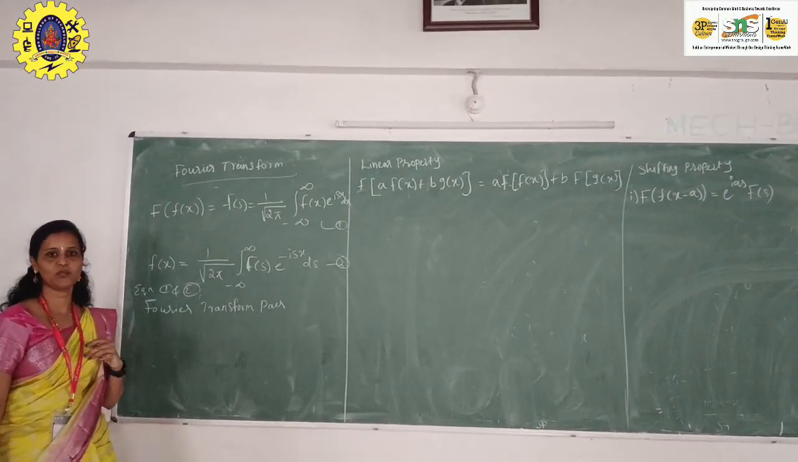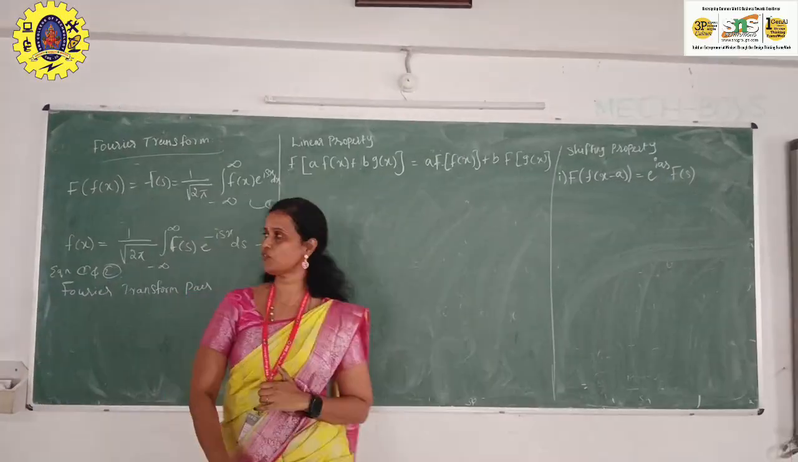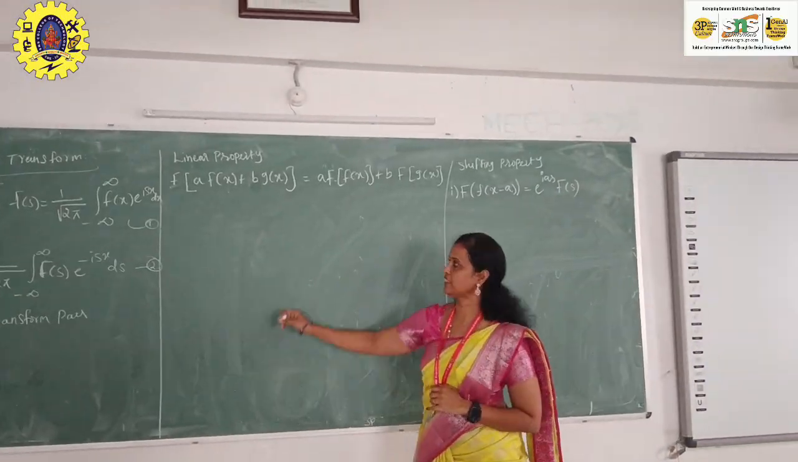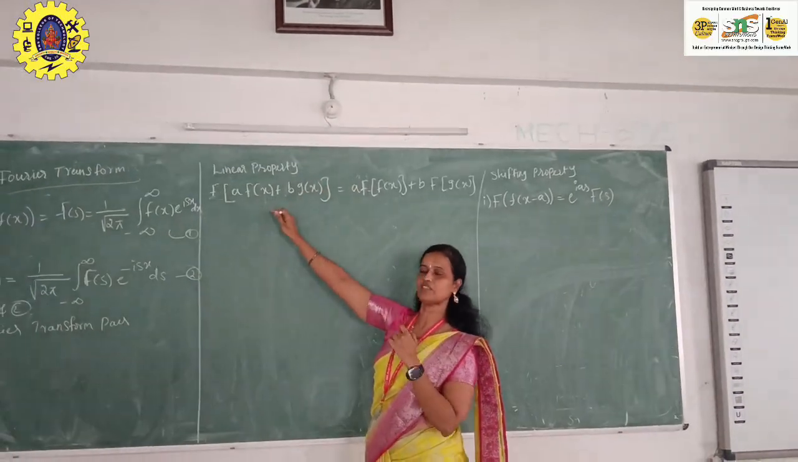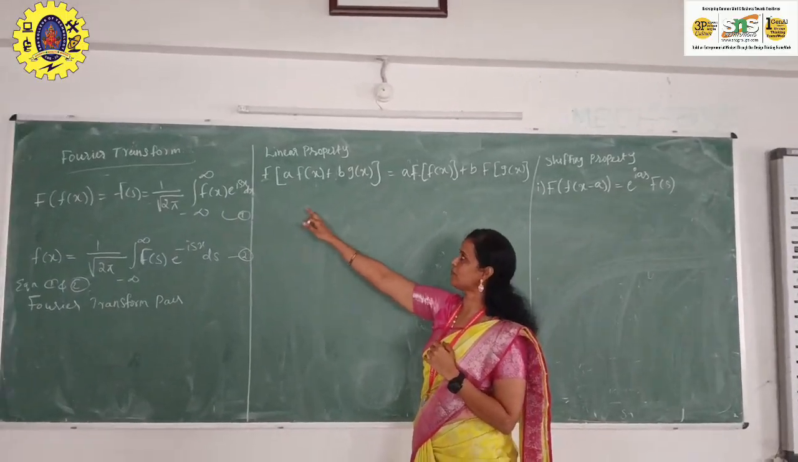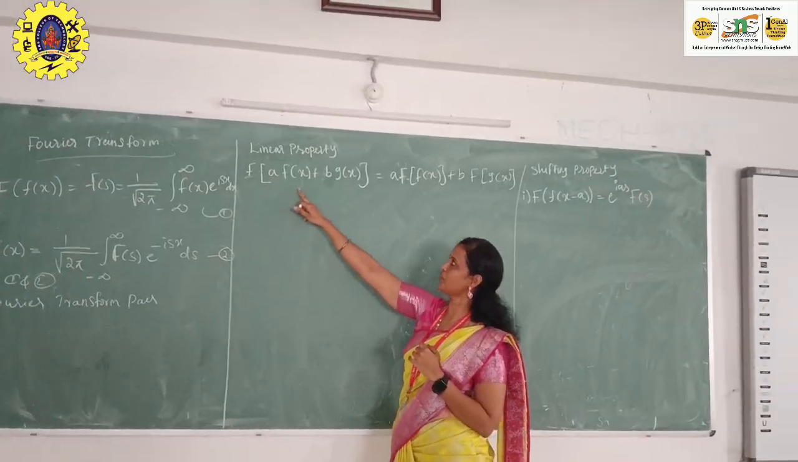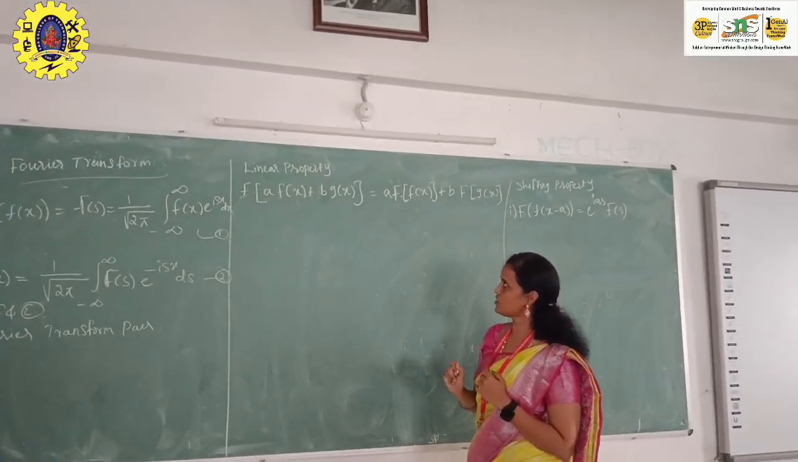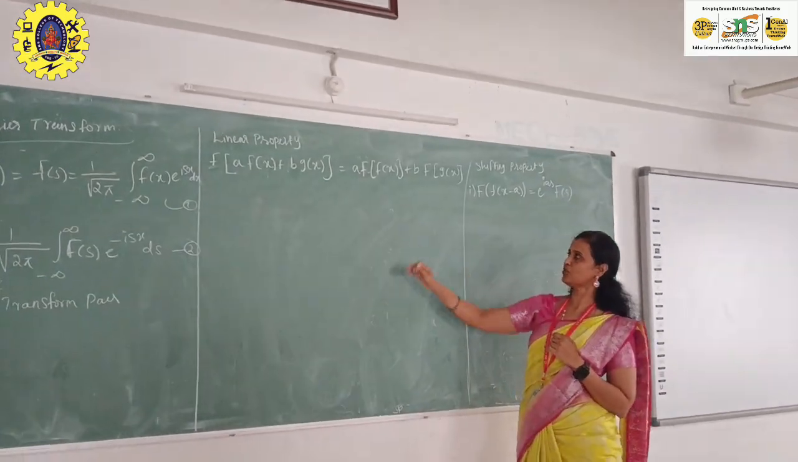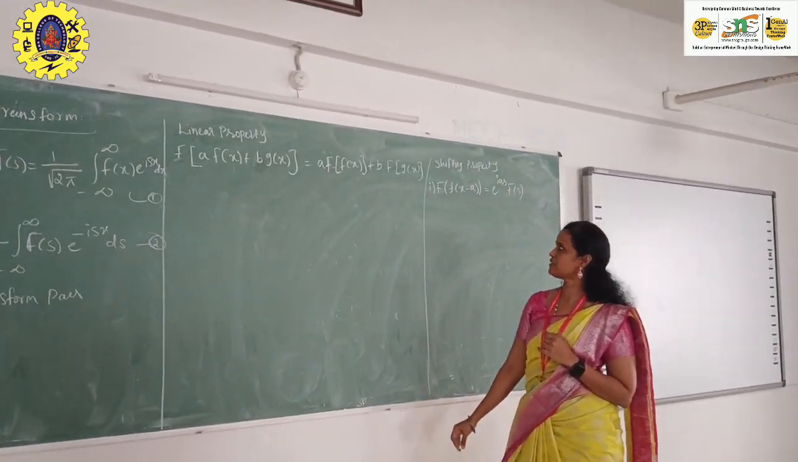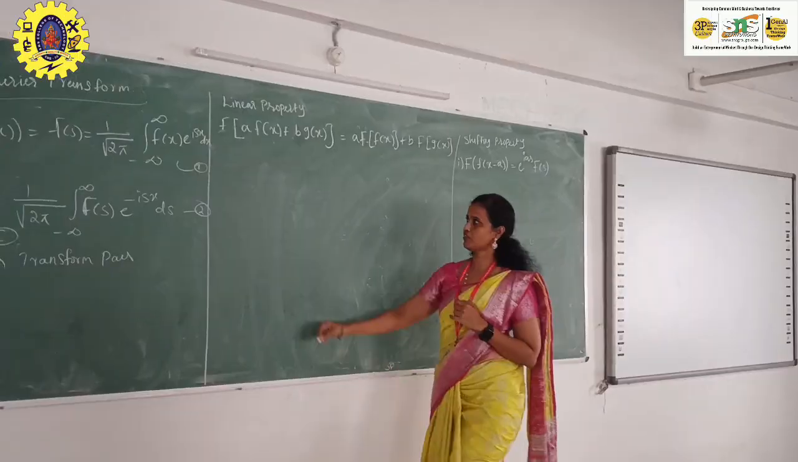Next we will discuss the properties of the Fourier transform. First property, the linearity property. If a and b are any real numbers, then the Fourier transform of a f(x) + b g(x) can be written as a times the Fourier transform of f(x) plus b times the Fourier transform of g(x).